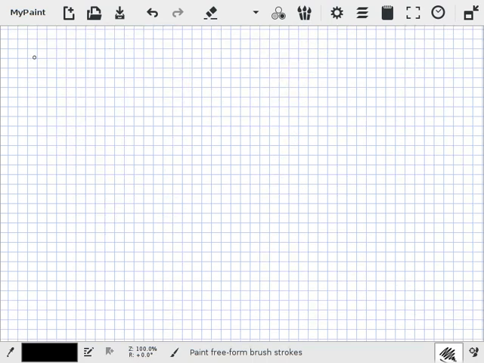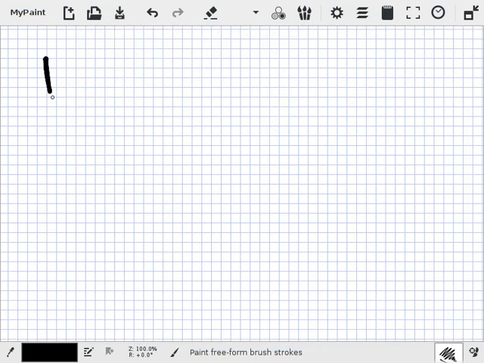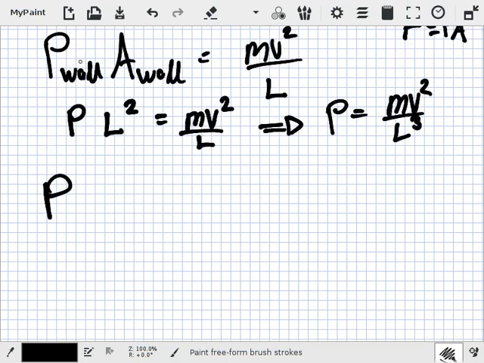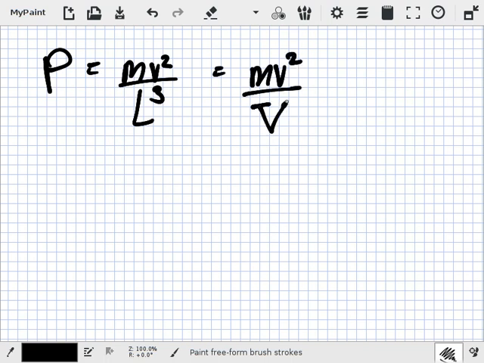So we've just said that the pressure is mv squared over L cubed. Now, what is L cubed in this picture? What do you say L cubed is? Come on, don't be shy. The volume, isn't it? So this is equal to mv squared over volume.